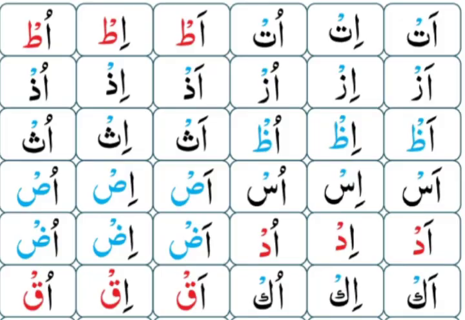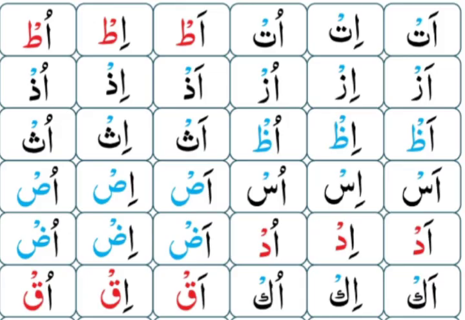Let's start reading from line 1. I teach you line 1 and 2, and you have to read rest of the lines by yourself. Let's start it. Bismillahir Rahmanir Rahim. Hamza ta zabar at, Hamza ta zir it, Hamza ta pesh ut, at, it, ut. Hamza to zabar at, Hamza to zir it, Hamza to pesh ut, at, it, ut.